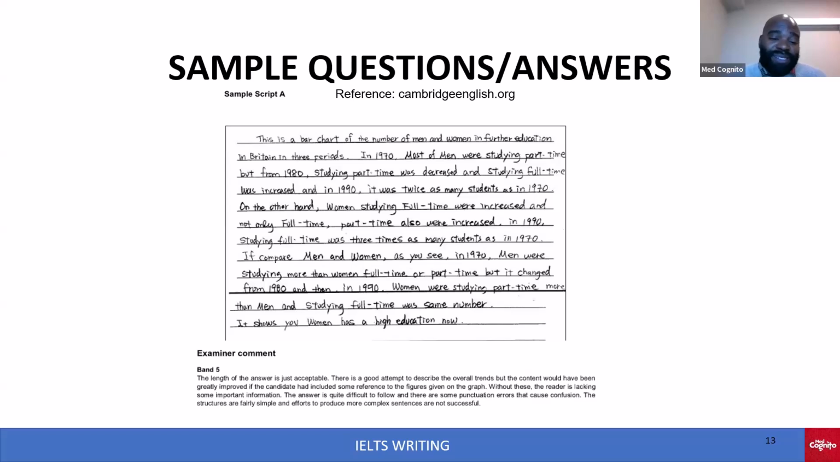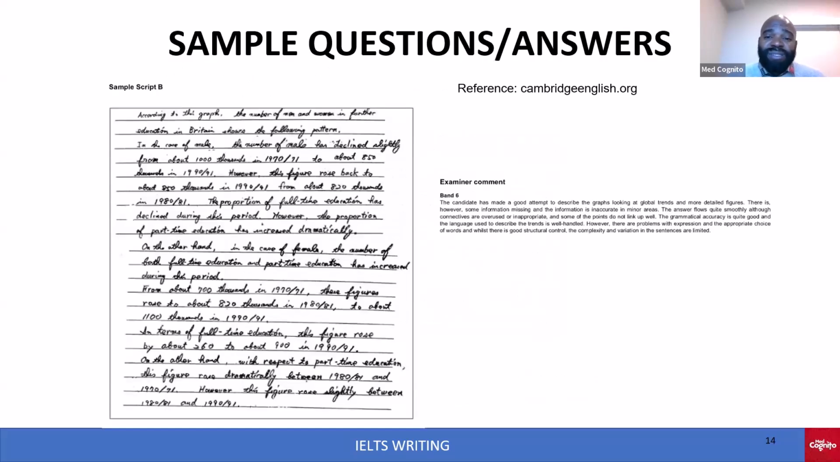The structures are fairly simple, and efforts to produce more complex sentences are not successful, which are the grammatical errors that we did see in there. Now another sample answer, which has the higher band score. And so I'll quickly read through this.